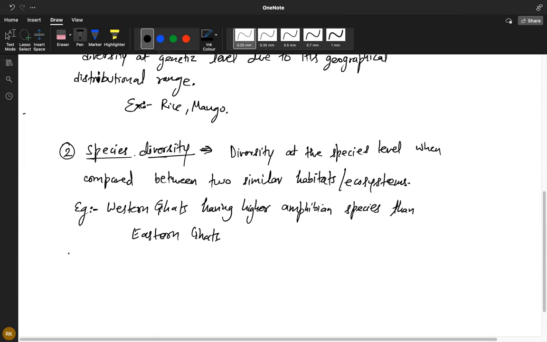And then we come to another level up, and that is the ecological diversity. Okay. And this is where you compare between two different countries or two different continents, subcontinents, two different areas altogether, and you see how many different ecosystems are there.